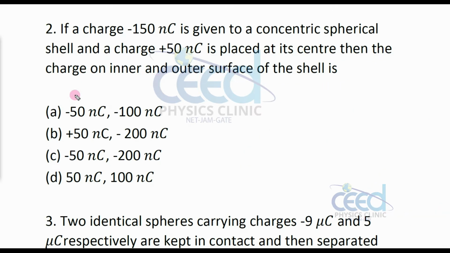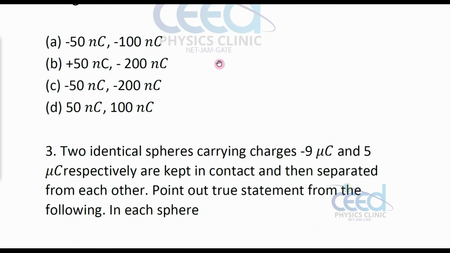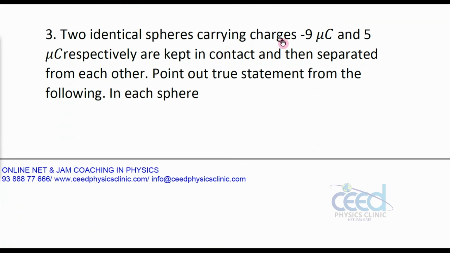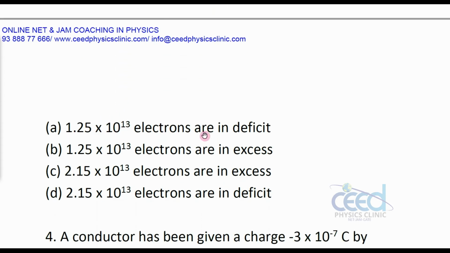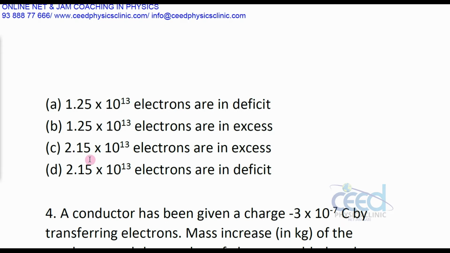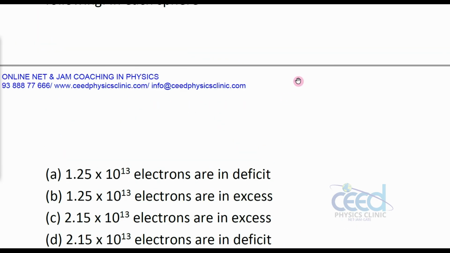Alright. Now we have another question here. Two identical spheres carrying charge minus 9 microcoulomb and 5 microcoulomb respectively are kept in contact and then separated from each other. Point out the true statement from the following. In each sphere, 1.25 into 10 raised to 13 electrons are in deficit; 1.25 into 10 raised to 13 electrons are in excess; 2.15 into 10 raised to 13 electrons are in excess; and 2.15 into 10 raised to 13 electrons are in deficit.